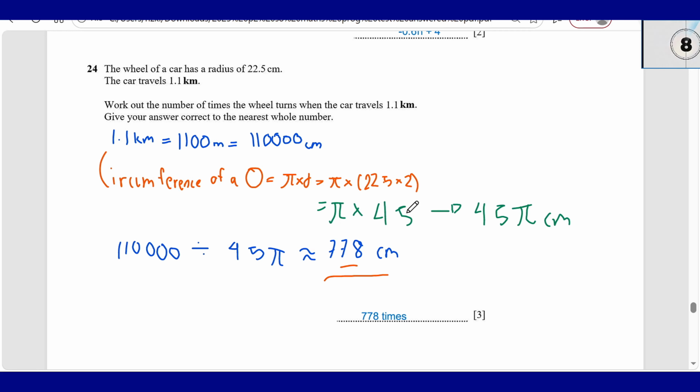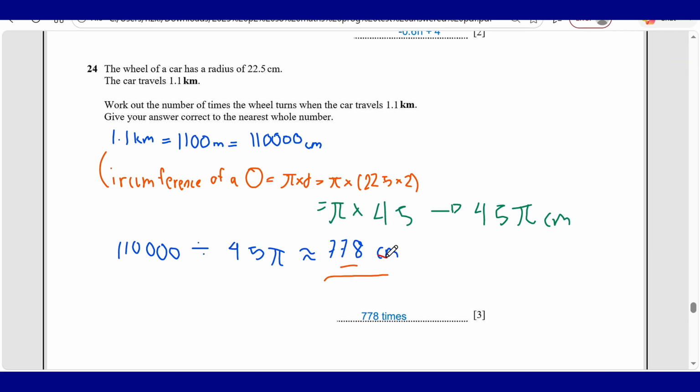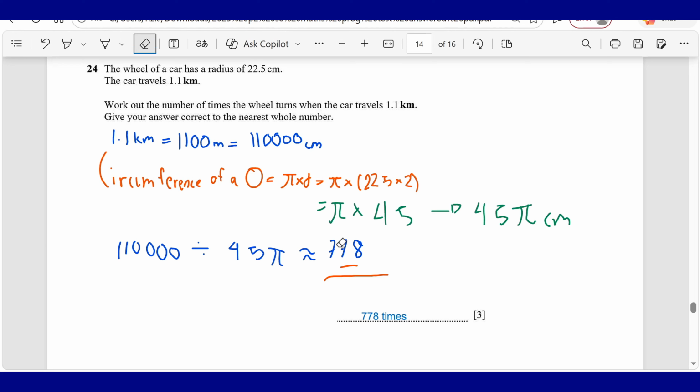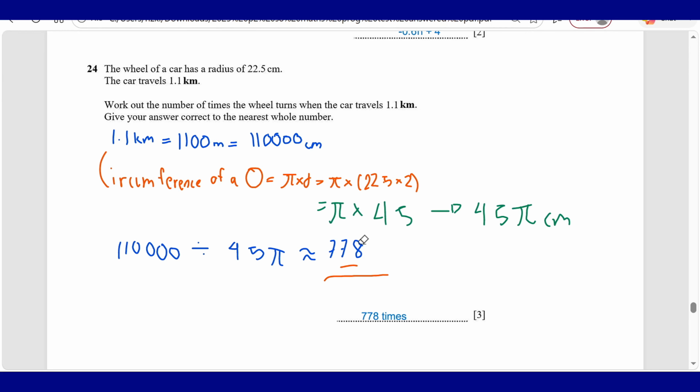Then to get the final answer, the number of times the wheel turns is the total distance, 110,000 divided by 45 pi, that is 778 times. Okay, so it's around 778 times. Alright, let's move on.